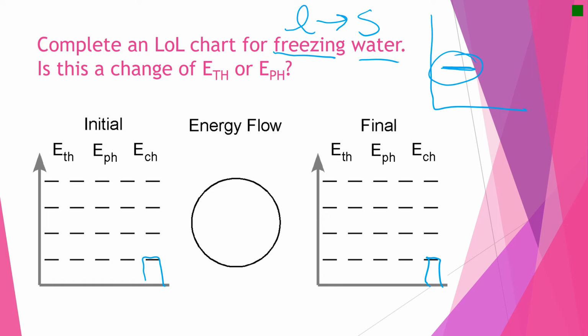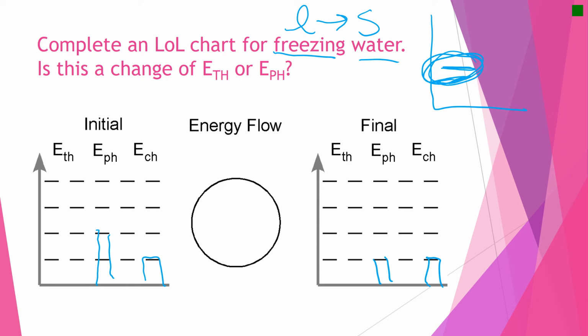So because I changed my phases, I know in this LOL diagram, I cannot change my ETH. Okay, but I'm going to worry about my phases right now. Liquid has 2 bars by definition, and solids have 1 bar. Okay, and so because I just changed my EPH, what do I have to do to my ETH? I have to keep it the same, which makes sense because on this heating curve, I'm not changing my temperature at all when I'm freezing water.